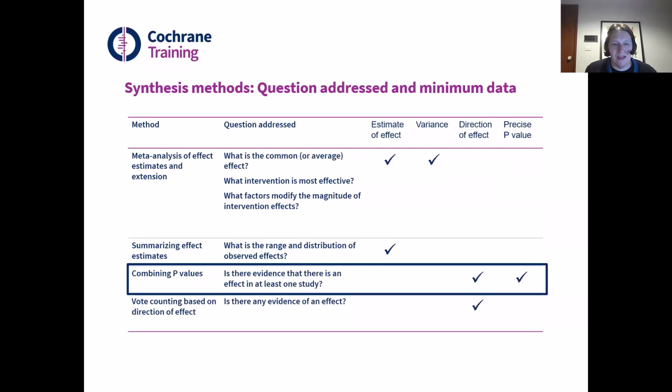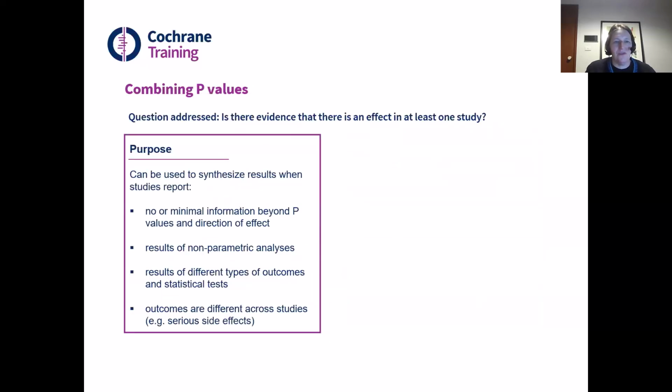Okay, combining p-values. This can be used to address the question, is there evidence that there's an effect in at least one study? And it can be used to synthesize results when we have even more incomplete reporting of the effect estimates. All we need to use this method is no or minimal information beyond p-values and the direction of effect. So we need the p-value and the direction of effect, and we can use this method.